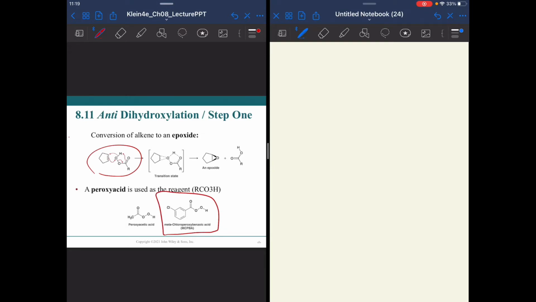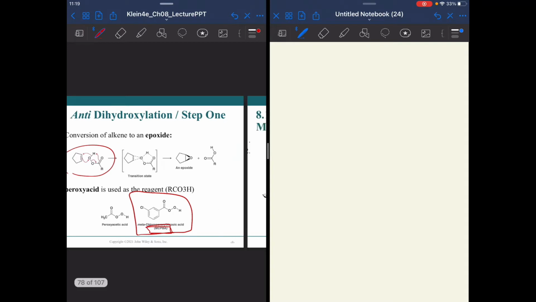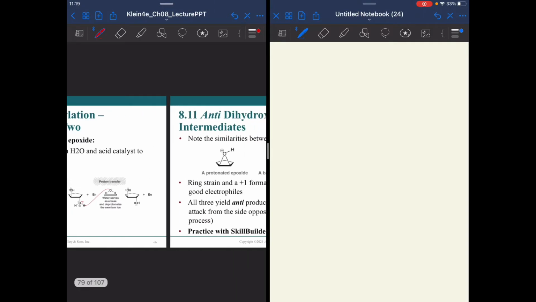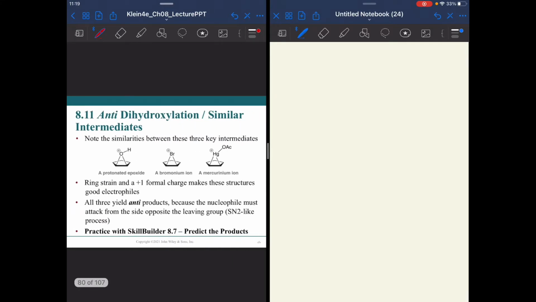This right here is a picture of MCPBA, metachloroperoxybenzoic acid. If you just know that acronym, you should be good. You can look at the mechanism of taking the epoxide to the anti-diol. I will not ask you to provide this mechanism until chapter 13. But if you're interested, it's very similar to what we looked at with the bromonium ion. You just have to have some additional proton transfers.